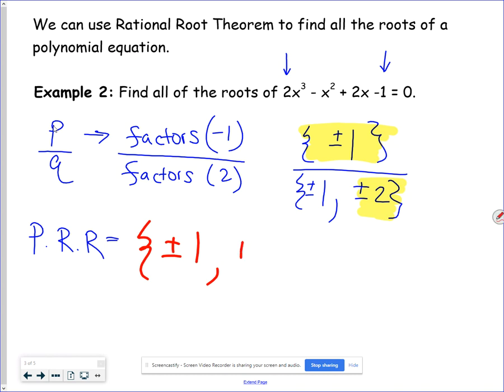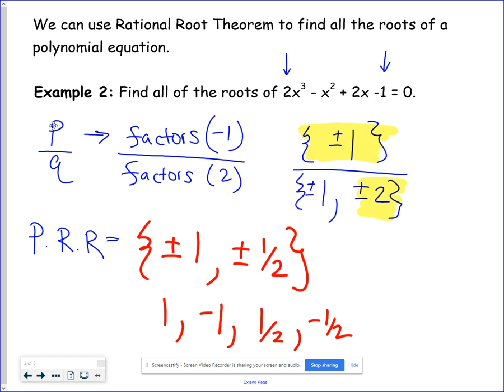So here's my list of possible rational roots. They could either be 1 or negative 1, or 1/2 or negative 1/2. This is my list of possible rational roots. I don't know which one works until I test them. And to test them, I would use synthetic division.